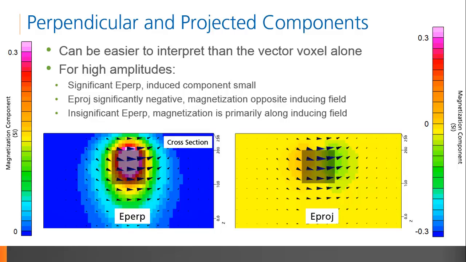For example, domains with significant E-perp contributions indicate regions where the magnetization vector is not aligned with the inducing field. This can be due to effects such as remnant magnetization, self-demagnetization, or magnetic anisotropy. As another example, domains with significant negative E-proj contributions can indicate that the anomaly is reversely magnetized. Or, if E-perp contributions are small everywhere, then magnetization is primarily along the inducing field direction. These observations can offer some intuition on how to better interpret or further constrain your models.